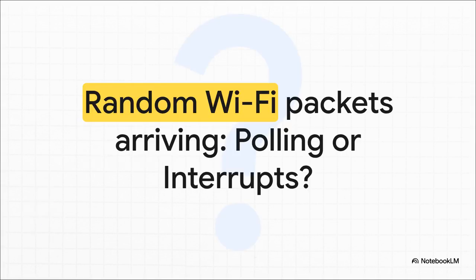All right, let's try another one. You're working on a laptop. You are busy typing up a document, and totally random Wi-Fi packets are arriving from the network. Which method should handle those incoming network packets? Polling or interrupts?